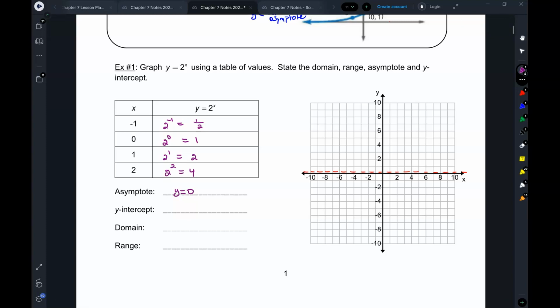So here at -1, it's 1/2. 0 is 1. 1 is 2, and then 2 is at 4. Now we're going to graph this.